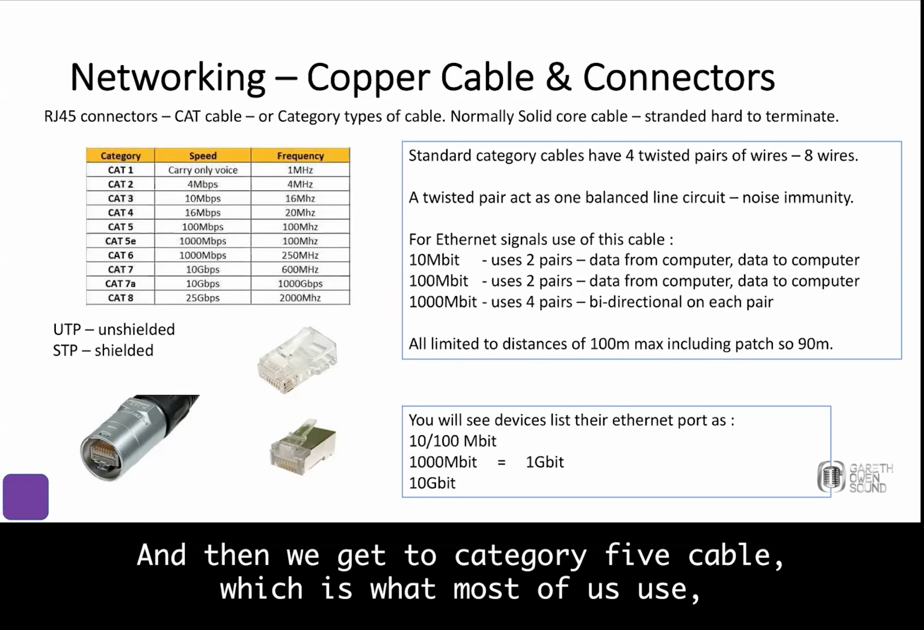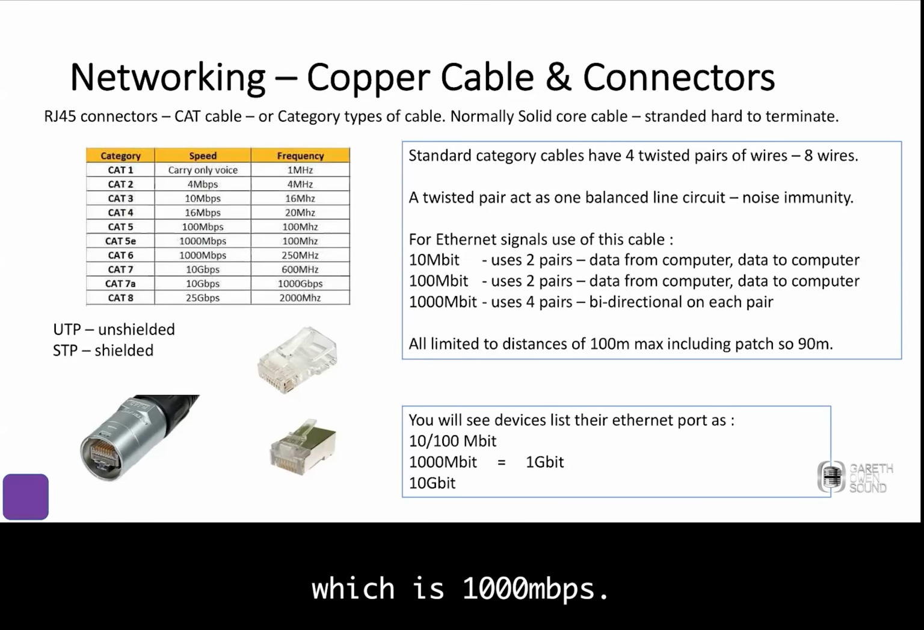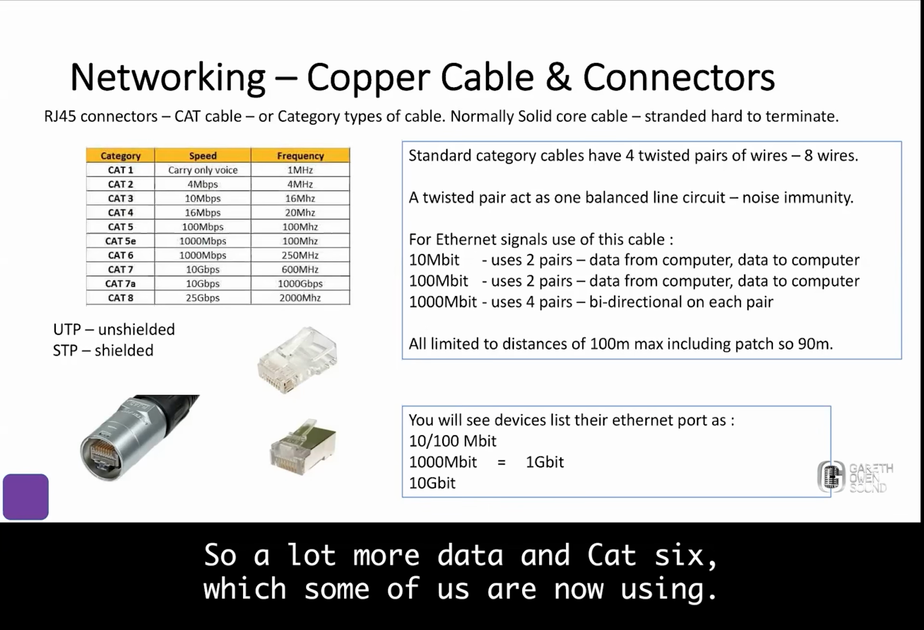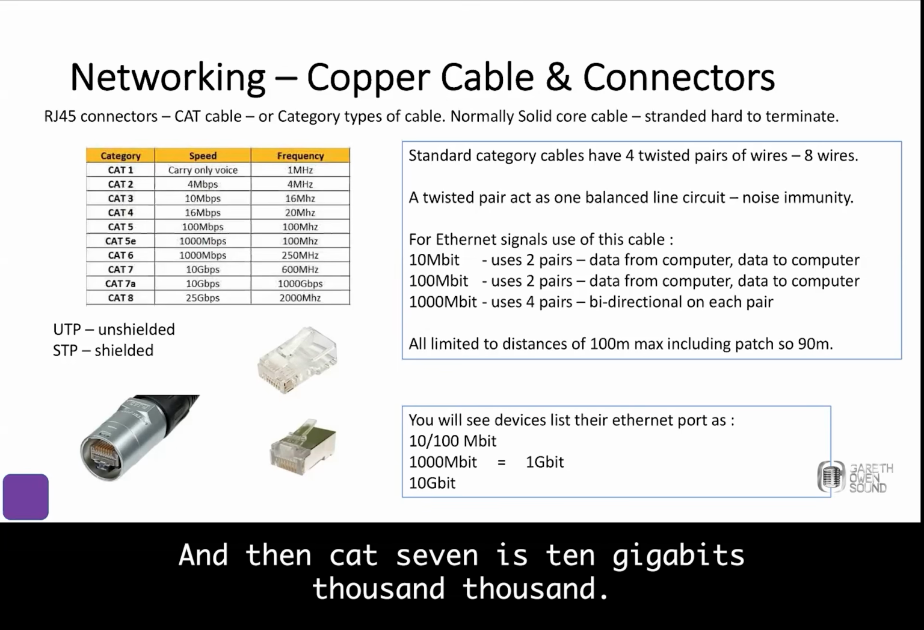And then we get to category 5E cable, which is what most of us use, which is 1,000 megabits per second. So a lot more data. And Cat 6, which some of us are now using, and then Cat 7 is 10 gigabits, 1,000.